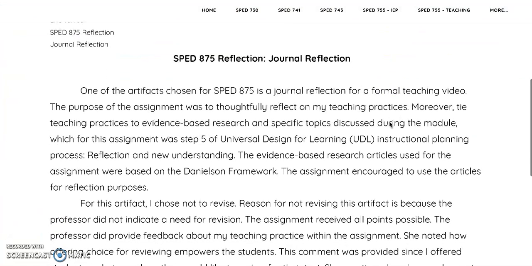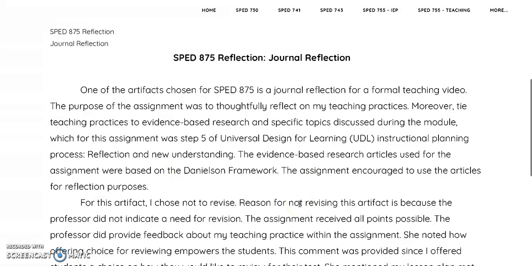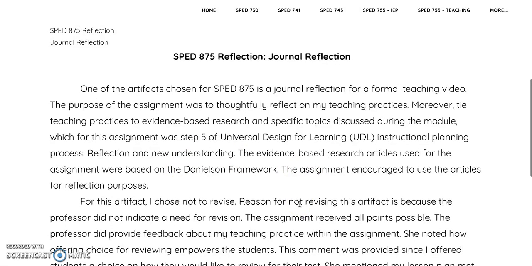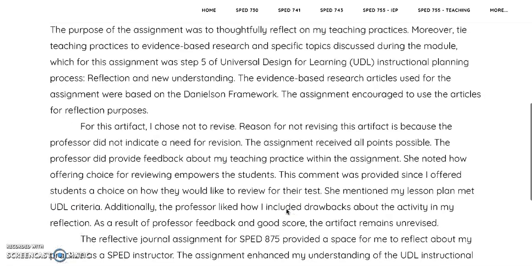And then the third artifact, which is the journal reflection, we had to connect our observations with universal design for learning, reflection, and new understanding. So we had to use evidence-based articles and connect our observations to the Danielson framework.